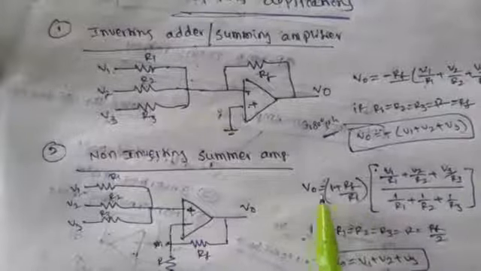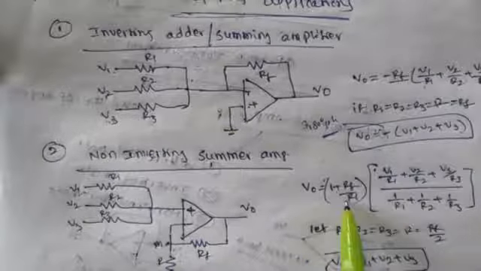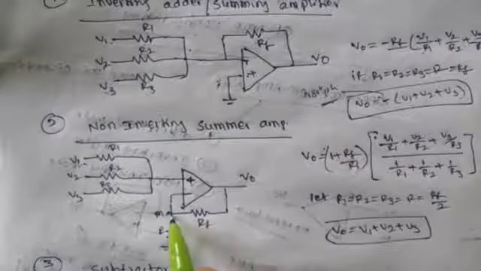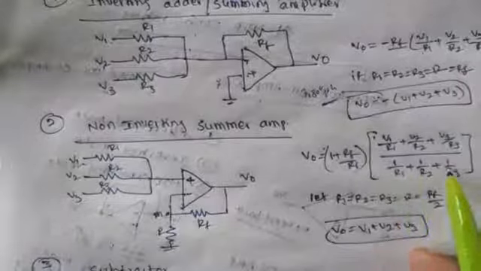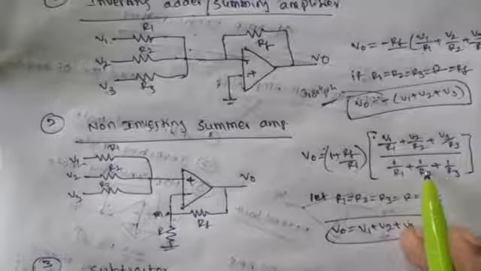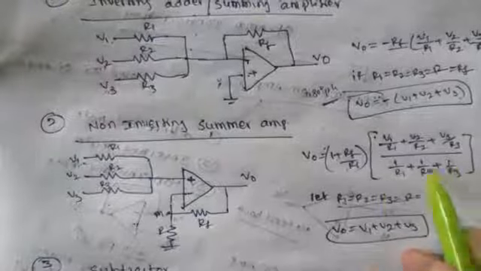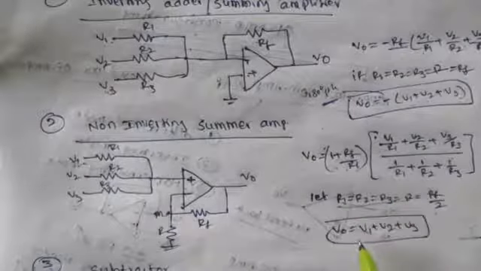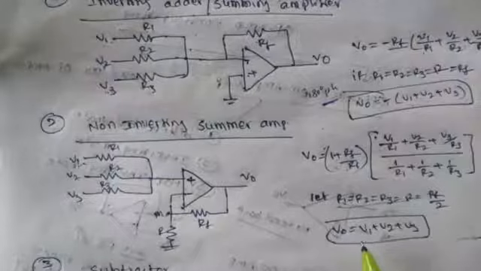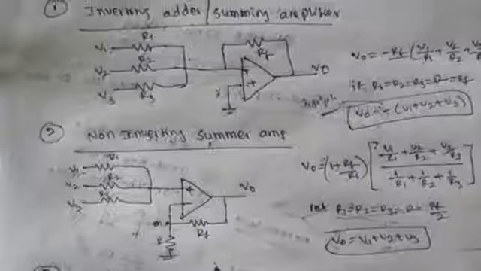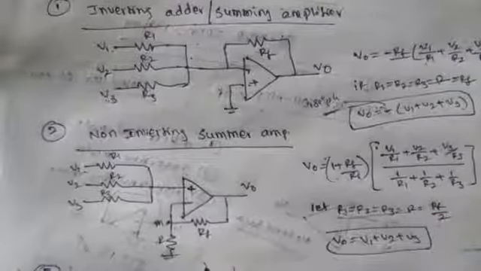So V0 is equal to (1 plus Rf by R1) into (V1 by R1, V2 by R2, V3 by R3), and this is connected in parallel, so 1 by R1, 1 by R2, 1 by R3 give the corresponding resistances. If these are all equal resistances, then R is equal to Rf by 2. Then this network and this network will cancel. The corresponding output voltage is equal to V1 plus V2 plus V3. Here the positive sign indicates this is the non-inverting mode. So this operational amplifier is used as a summer, either in inverting mode or non-inverting mode.